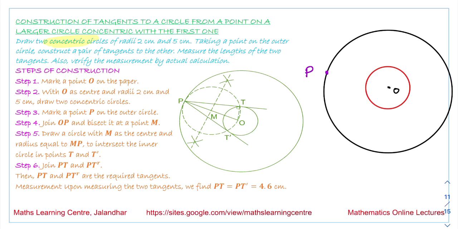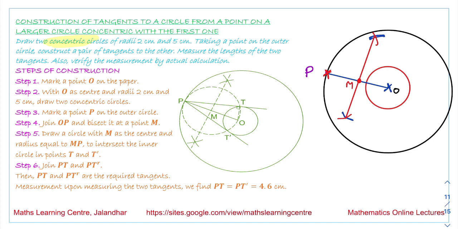So basically, what we have to do is construct the tangent from point P to this circle O. The steps are: we join this point P and O. Next, we draw the perpendicular bisector of this PO. By keeping the compass at O, we have marked two arcs over here. Next, by keeping the compass at point P, we have marked these two arcs over here. We join these two points. The point where this perpendicular bisector intersects PO, we are naming this point as M.